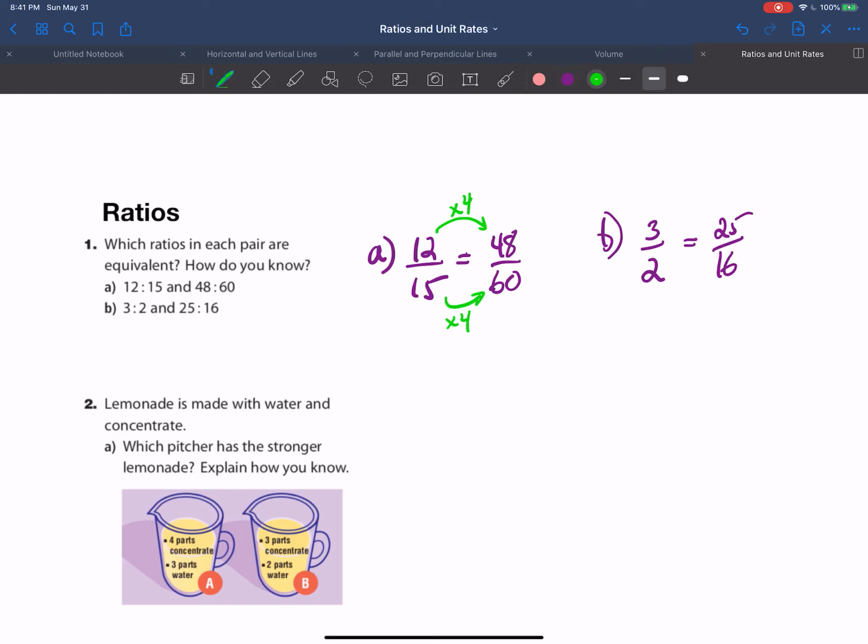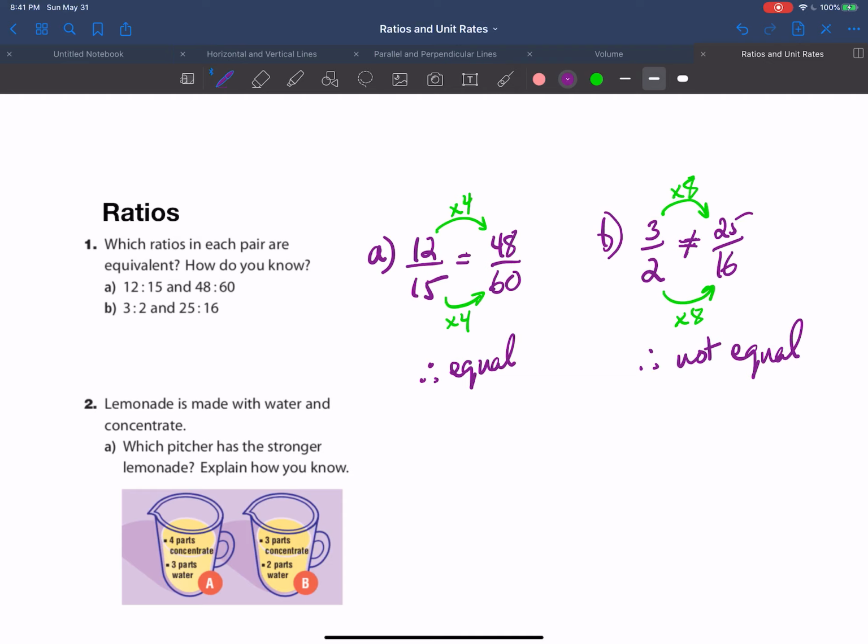Okay, how would a 2 turn into a 16? Well, I would multiply by 8. If I multiply the top by 8, do I get 25? No, I would get 24. So that means this is not equal because I would get 24. I should get 24 over 16 in order for it to be equal. But I have 25 over 16. So they're not equal. So this is equal. This is not equal.